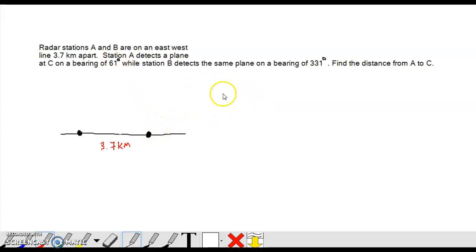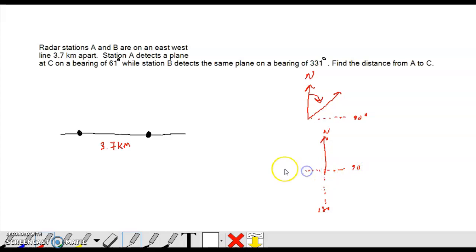If we think about 61, if I just drew 61 degrees, this would be north, this is 90 degrees, so it'd be somewhere right about there. So maybe that's 61. 331: here's your north, this would be 90 degrees, this is 180 degrees, and this is 270. So 331 is somewhere right about here, all the way around.